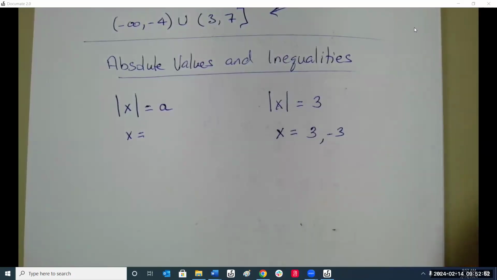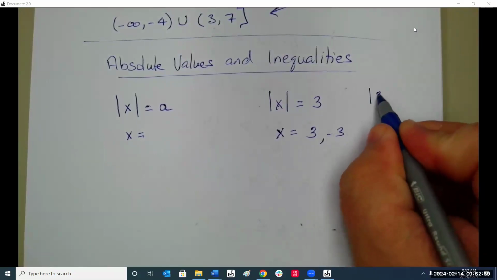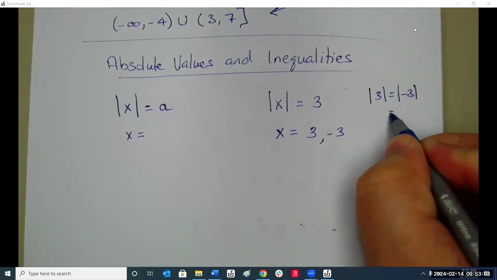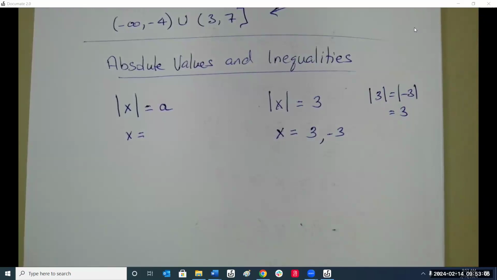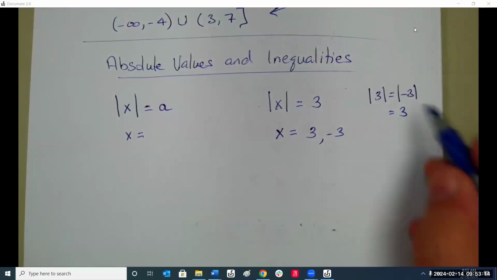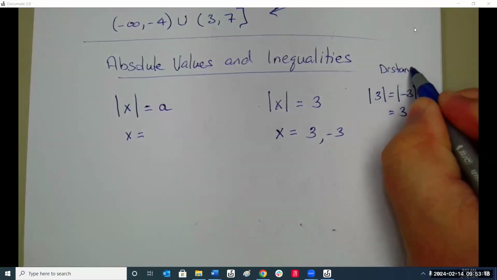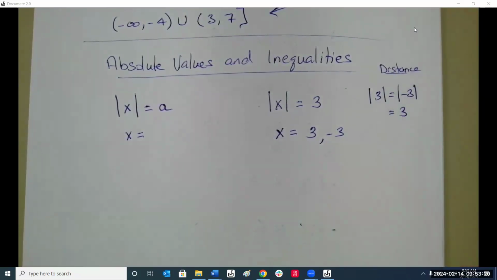The absolute value of -3 is what? Positive 3. Because the absolute value sign makes the number inside positive. The absolute value is a distance. How far is that number away from 0?